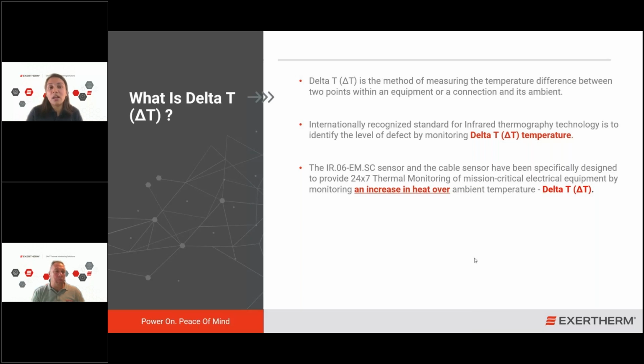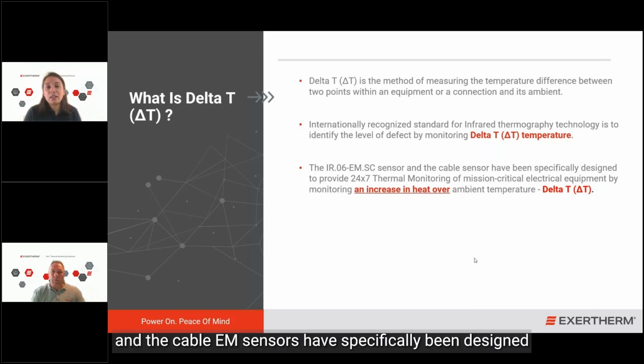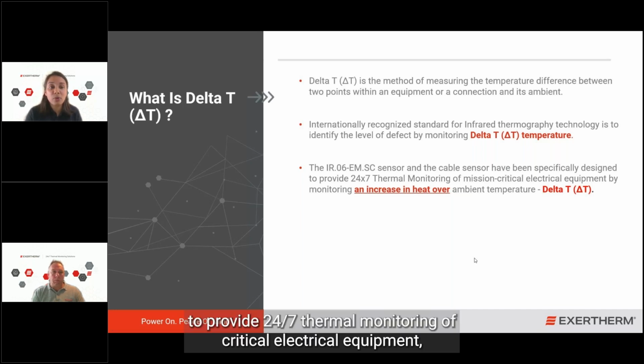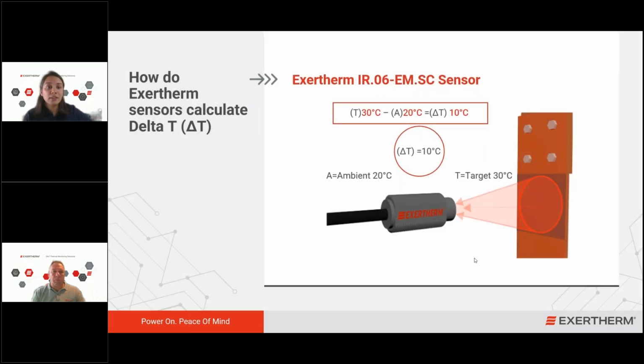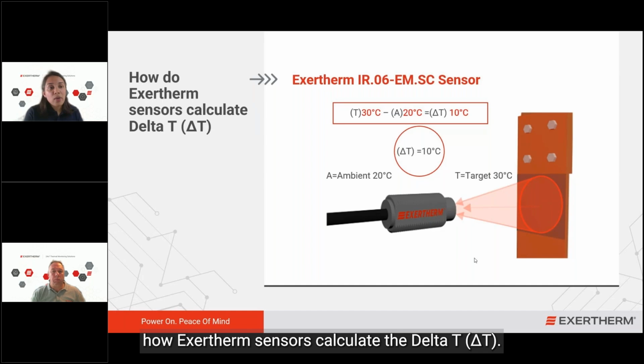So identifying the level of defect by monitoring delta T temperature is the internationally recognized standard for infrared thermography technology, and exotherm IR EM06 sensors and the cable EM sensors have specifically been designed to provide 24/7 thermal monitoring of critical electrical equipment by monitoring an increase in heat over the ambient temperature, which is the delta T. So let's see how exotherm sensors calculate the delta T.